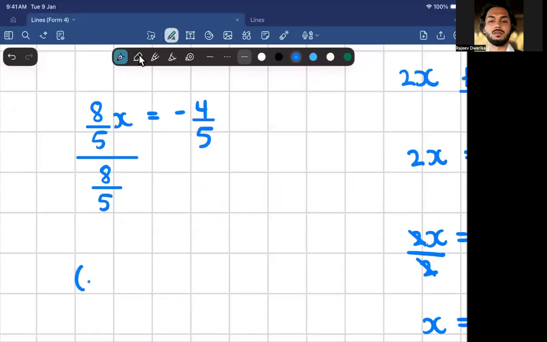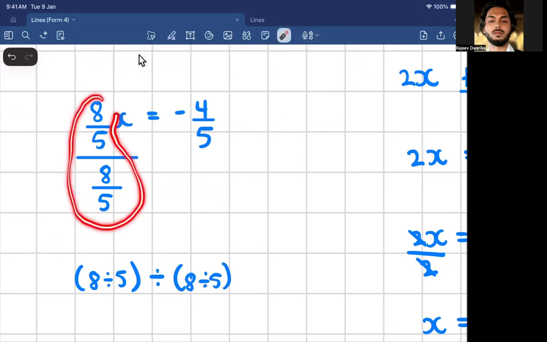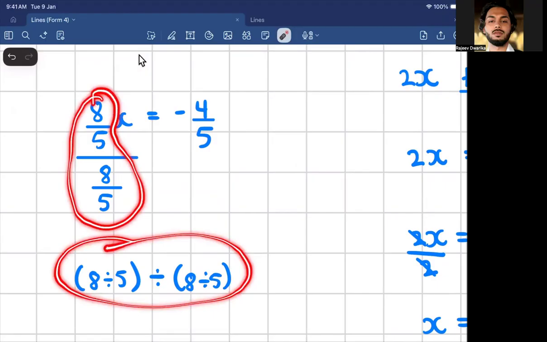Open up a bracket. Put 8 divided by 5, close bracket. What this means is 8 over 5, right? So put that in, then put divided by open bracket, 8 divided by 5. What I just did was plug this into a Sharp calculator. Just verify that you're getting 1. I want everybody to do that.